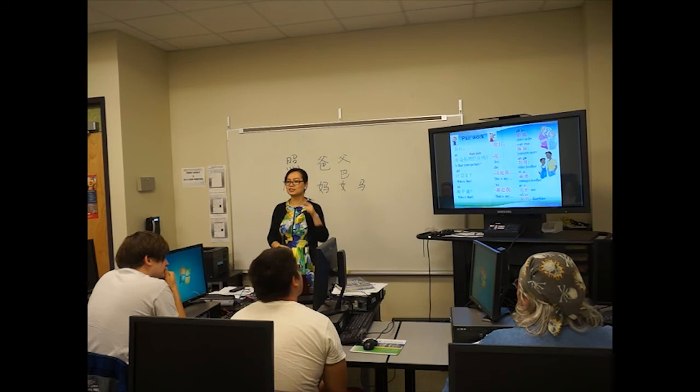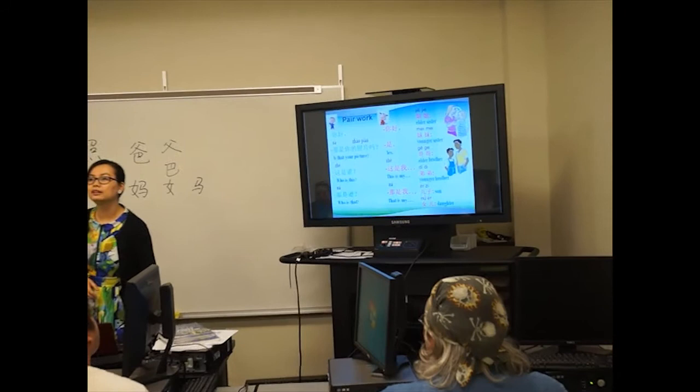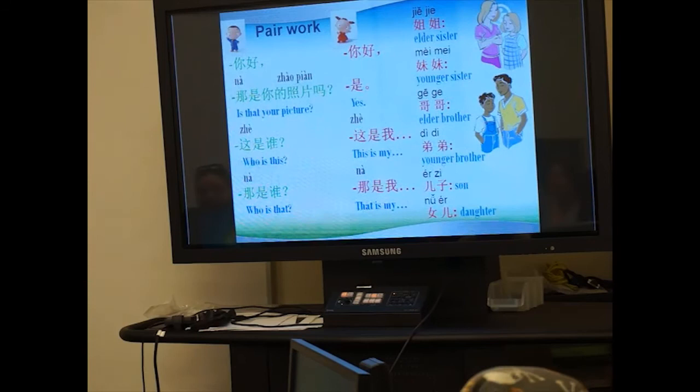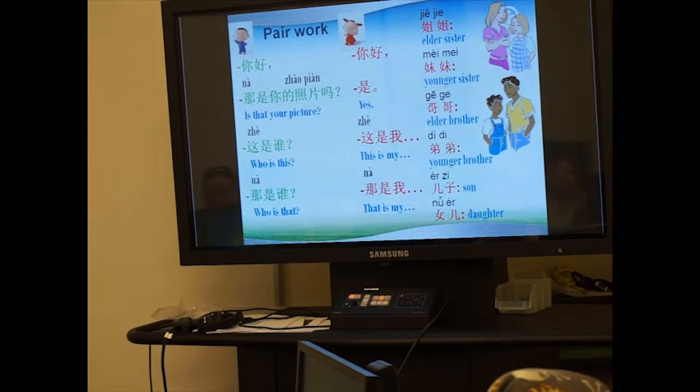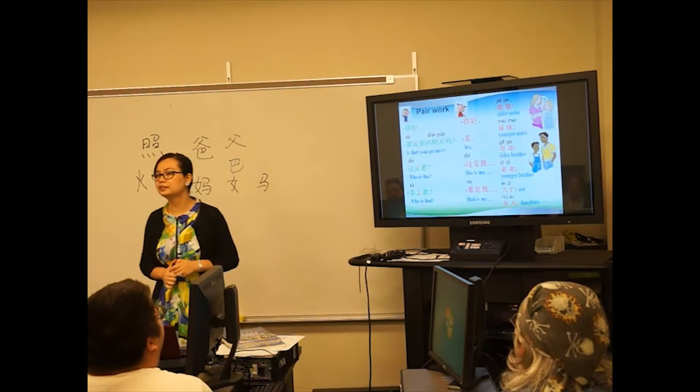So how do I say elder sister? 姐. Have you seen this character before? Yes, where? 小姐. 姐姐 here means older sister, okay? And what about younger sister? 妹妹. Can you find both of these two characters have the left part of what? Female. Very good. And older brother? Ge. Yes, the tone. Ge.